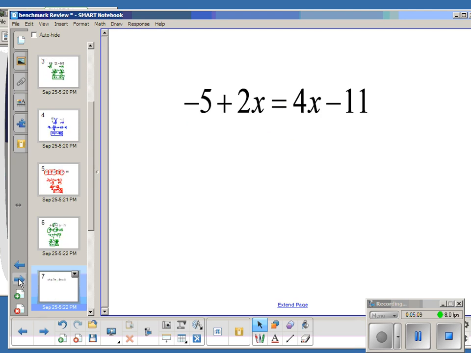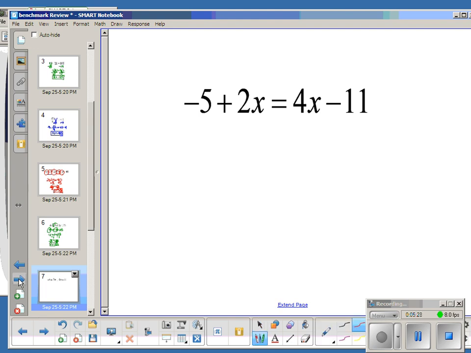Okay, now we come to a problem that has a variable on both sides. Again, we're still going to need to combine our like terms. So why don't you pause the video and see if you can solve this, and after that you may check your work.